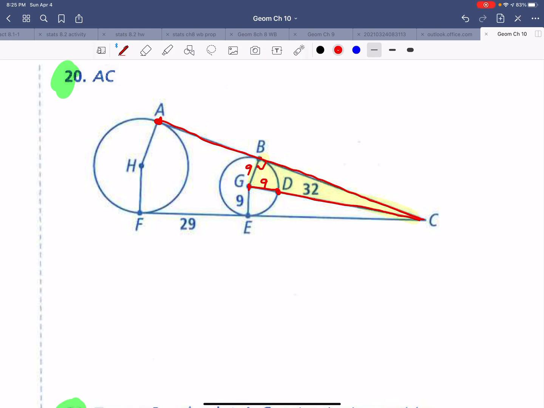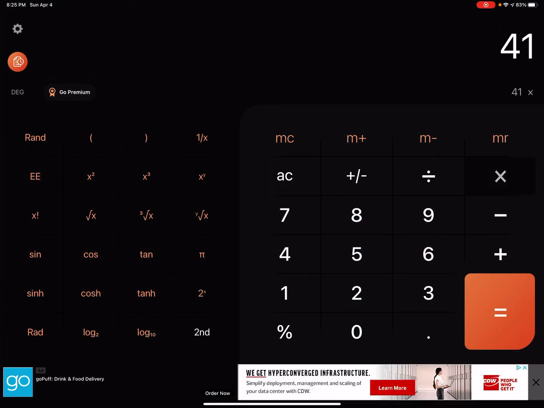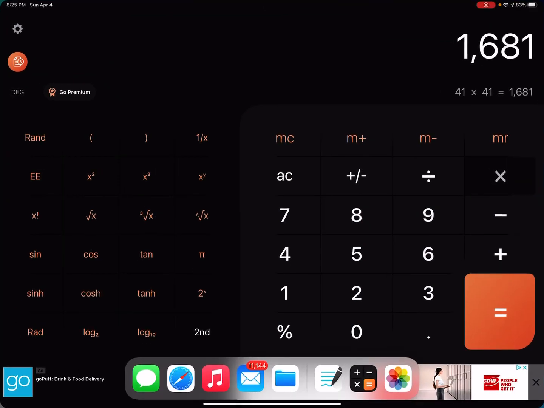Okay, so my triangle has, I'm going to have to call this B. So I have 9 squared for one of my legs. Another leg, I don't know, so I'll call that B. And then my hypotenuse is 32 plus 9. So that would be 41. Yeah, so I have 81 plus B squared is 41 times 41. 41 times 41 is 1681.